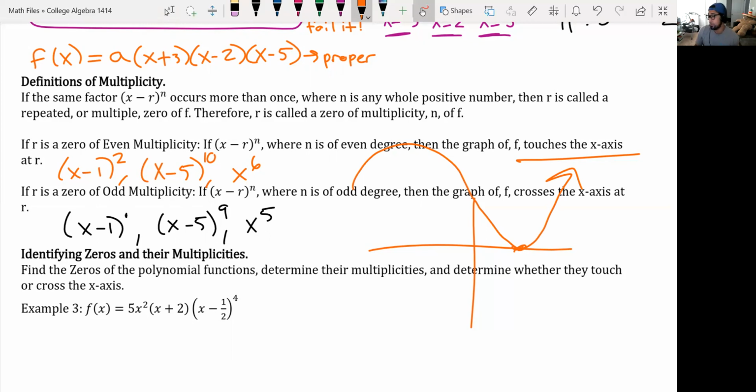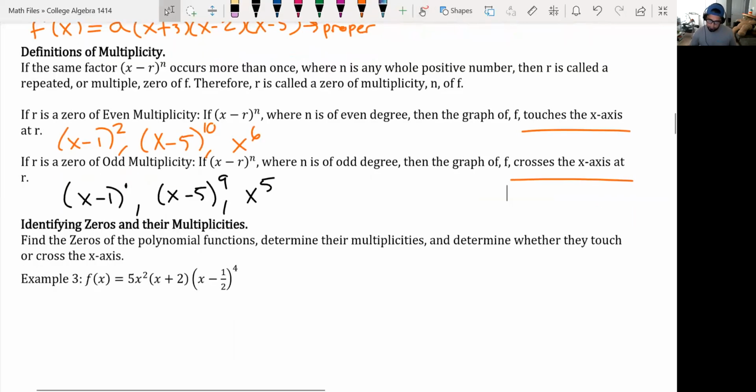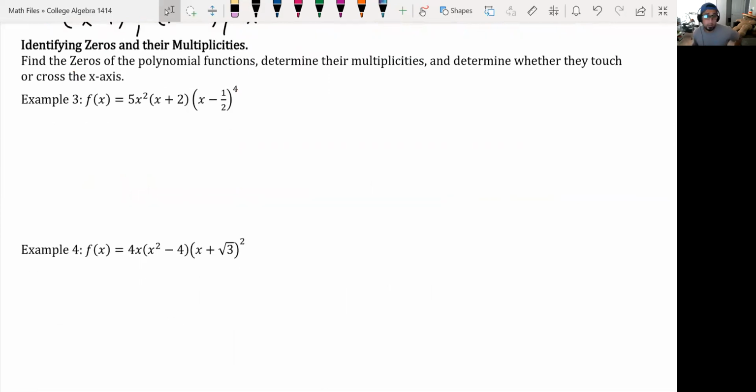If you have odd multiplicity, this means you will cross. So let's say I have a point here. If I have odd multiplicity, then my graph would come down and cross straight through it. So evens touch, odds cross. Yay. Okay. I should leave those highlighted, right? Touch, cross. Okay. Or underline, not highlighted.